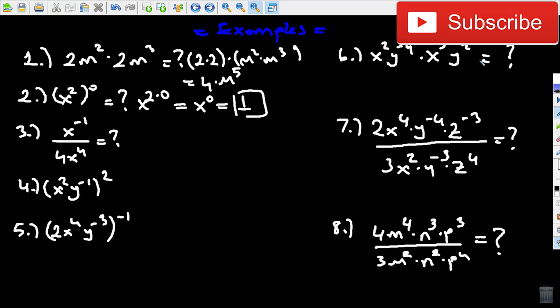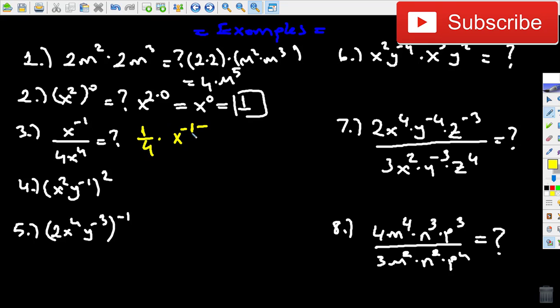Okay, so let me use a different color. So let's continue to question 3. In question 3, we have division, so we can apply the quotient rule. But before that I need to separate this 1 over 4. So 1 over 4 times x to the power of -1 minus, so we're applying the quotient rule, x to the power of -1 minus 4.